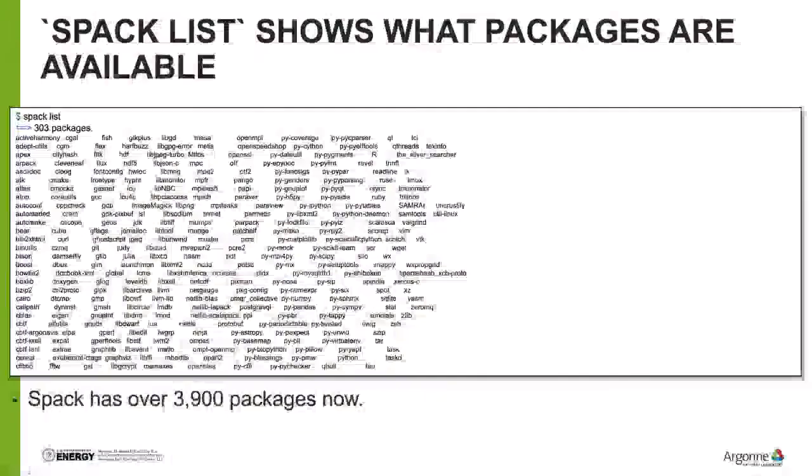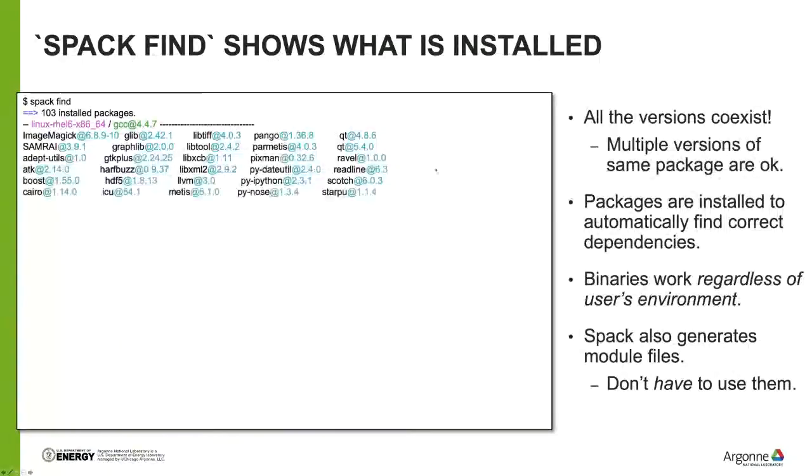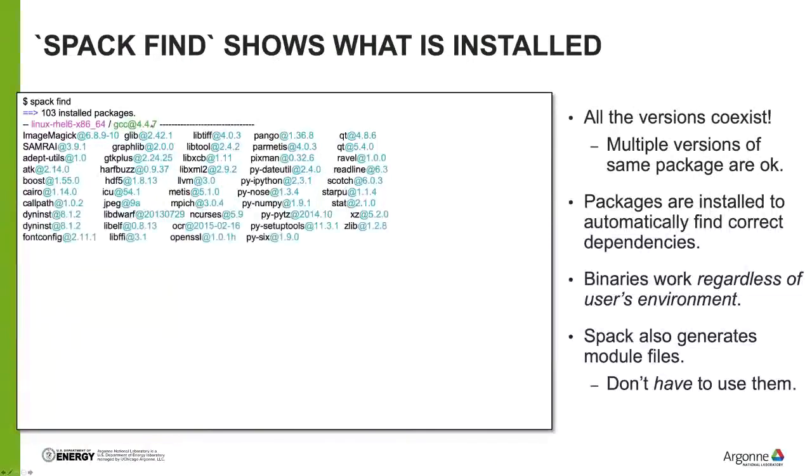There are currently over 3,900 packages in Spack. Depending on what package repositories you have installed, these may or may not all show up. This is just an example showing a subset of those. You can find out what you have: spack list tells you what's possible to install, and spack find tells you what's actually installed on your system. For example, running spack find, you'll see a number of packages installed under a particular operating system and architecture, and then with a particular compiler here.